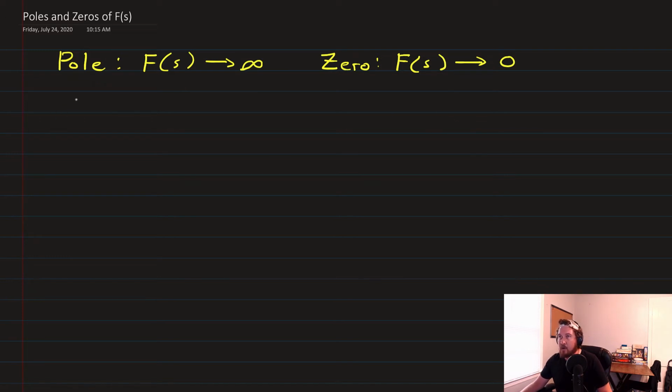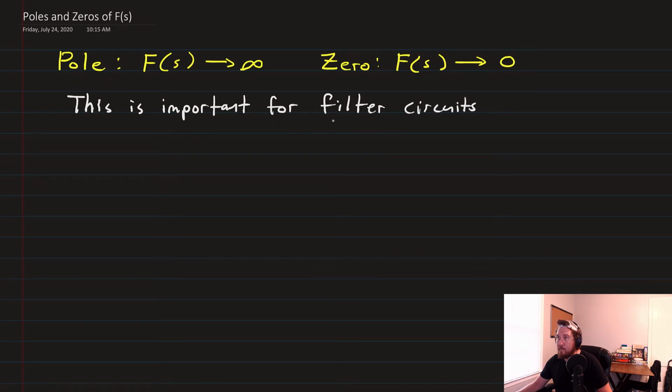And as I said in the little intro, this will be really important for our filter circuits. We will analyze circuits and calculate their poles and zeros to figure out what their frequency response will be. And we'll also design our filter circuits to have specific poles and zeros in order to get the frequency response that we're looking for. Now, the way this works is pretty simple.